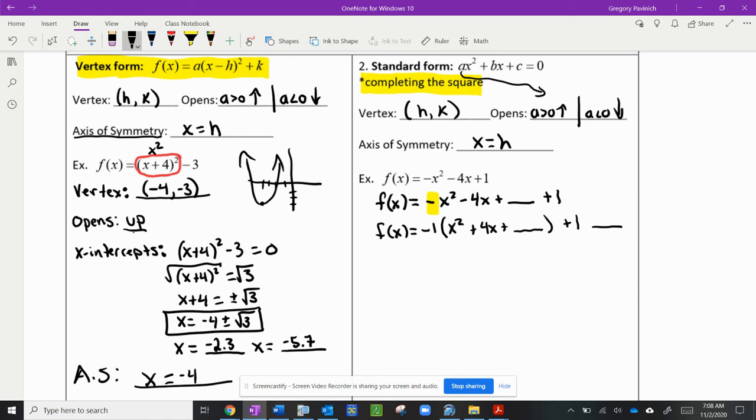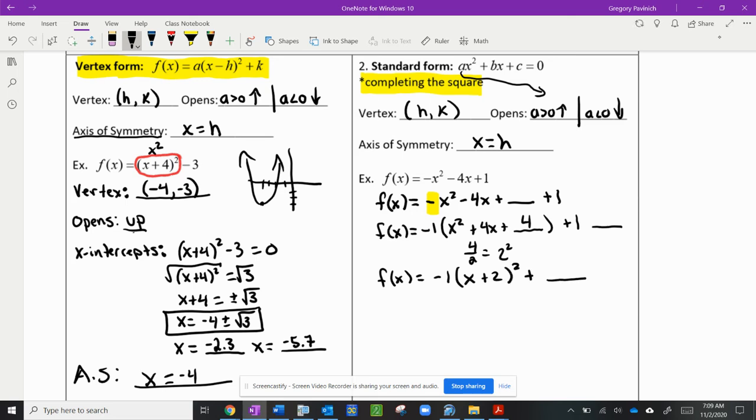And I'm going to add a blank. Okay. The next thing that we're going to do is complete the square. So half of the middle term, half of 4 is 2, and then I square it, which I get a 4. And then when I factor that, I get x plus 2 squared.